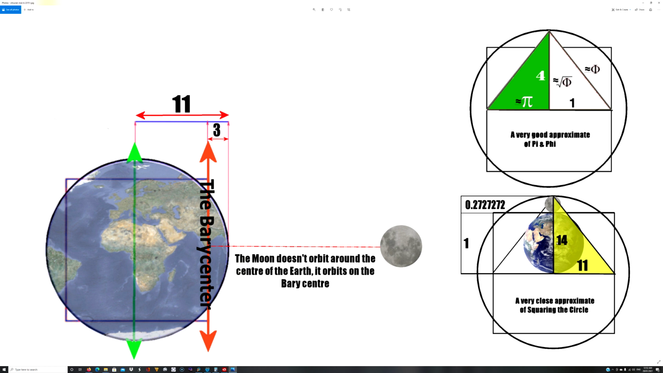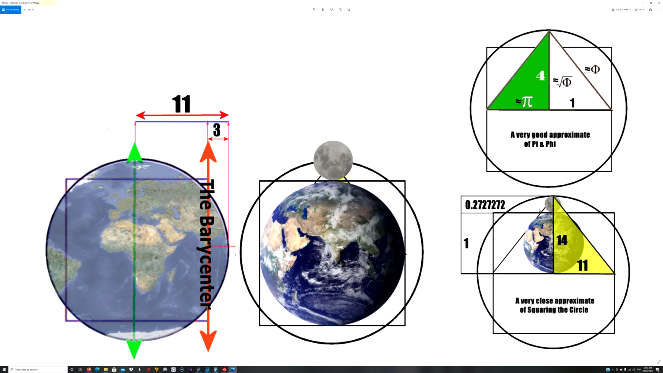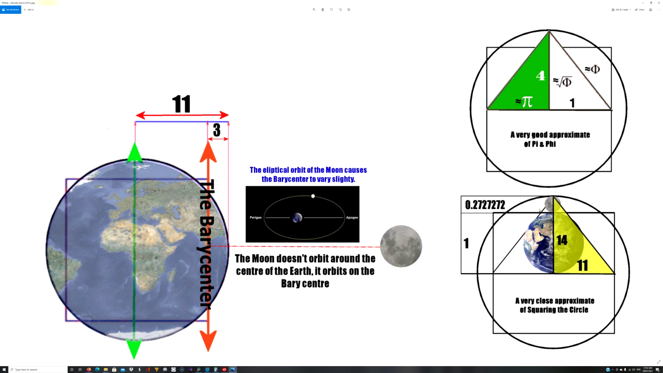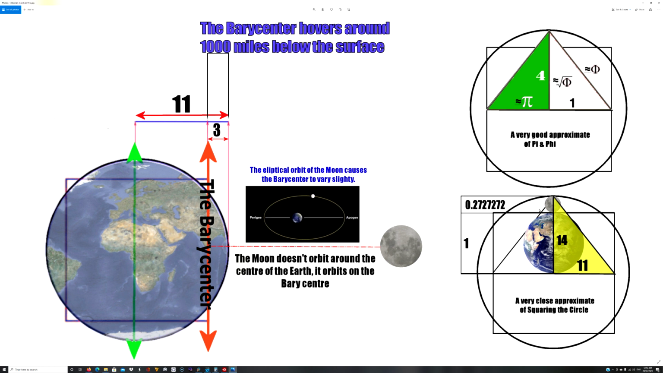11, so I've written 14 here, that's the total, but it's 11. The Earth is 11 and the moon is 3. So again, just a different way of viewing it. But because of the elliptical nature of things, sometimes a little bit further away, sometimes the moon's a little bit closer. And so there's nice connections here in regards to the barycenter.